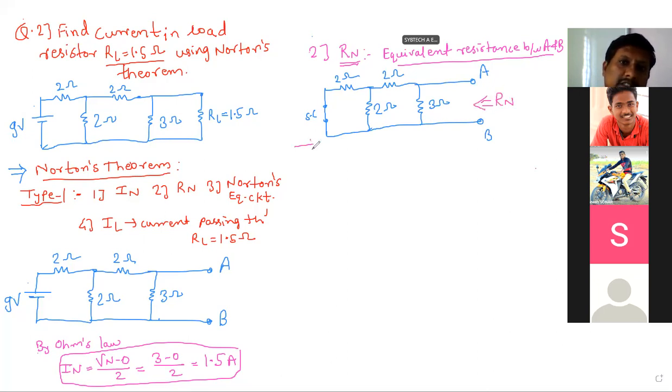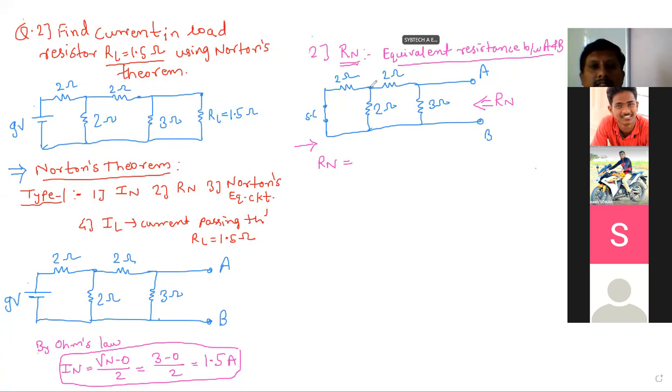But you have to measure from the opposite side. So how to calculate RN? How are the resistors connected? You have to measure from the opposite side. Observe from right to left, but measure from left to right. So these two resistors, 2 ohm and 2 ohm, how are they connected? Series or parallel?